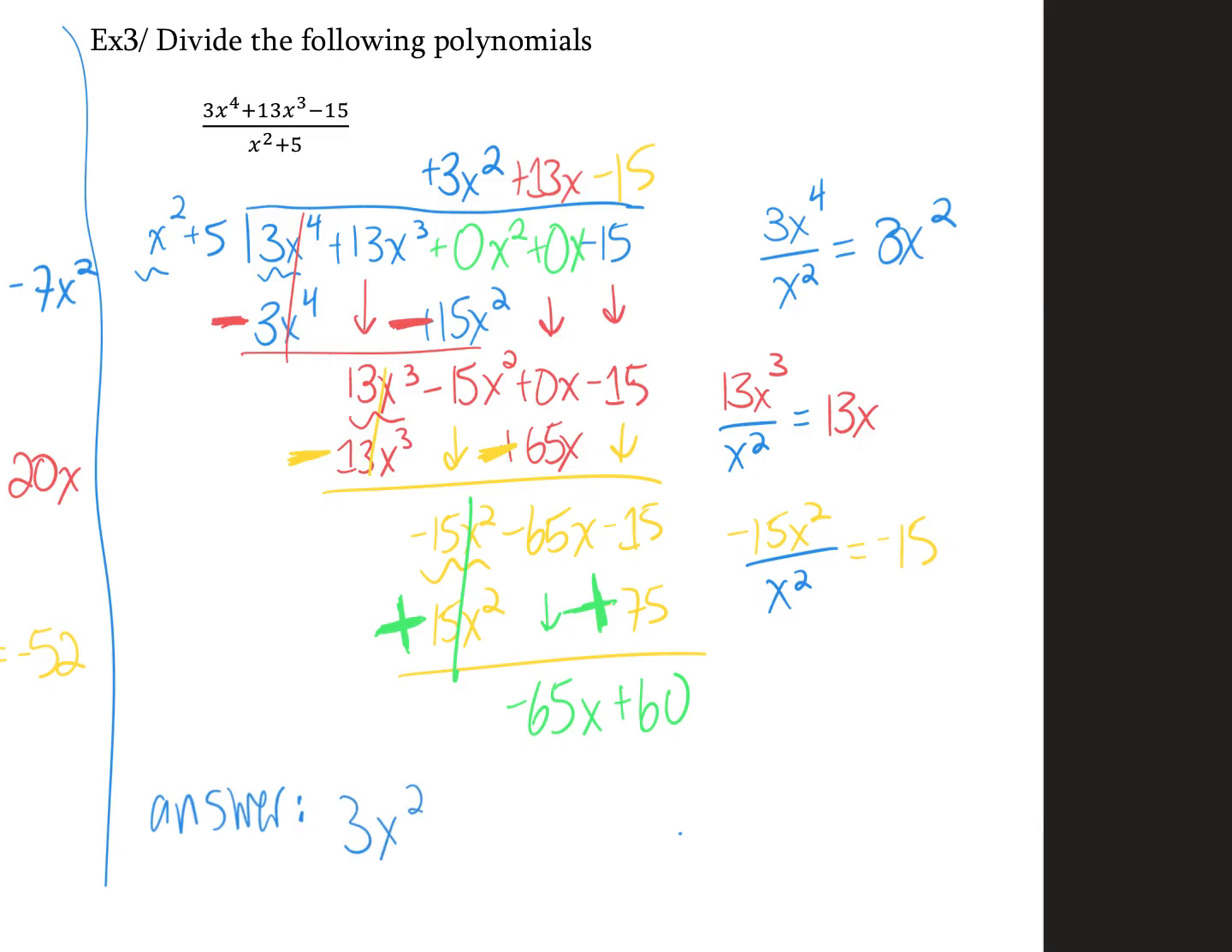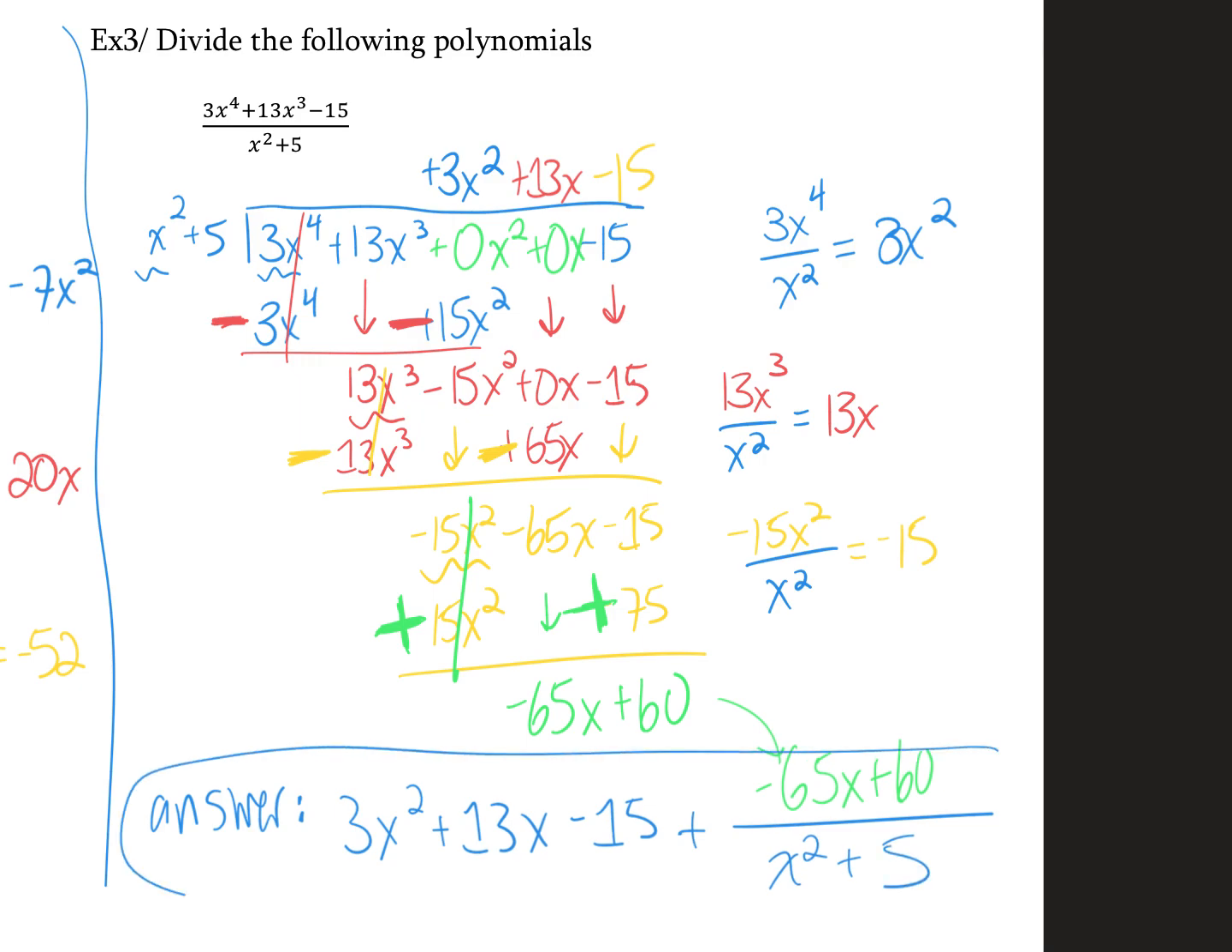So 3x squared plus 13x minus 15. You write the quotient, and you write add, and I'm just going to put a fraction behind it. The top will be whatever the remainder was, 65x plus 60. No need to worry about factoring anything here. And then the denominator is the divisor, x squared plus 5. And then this is what the answer would look like.